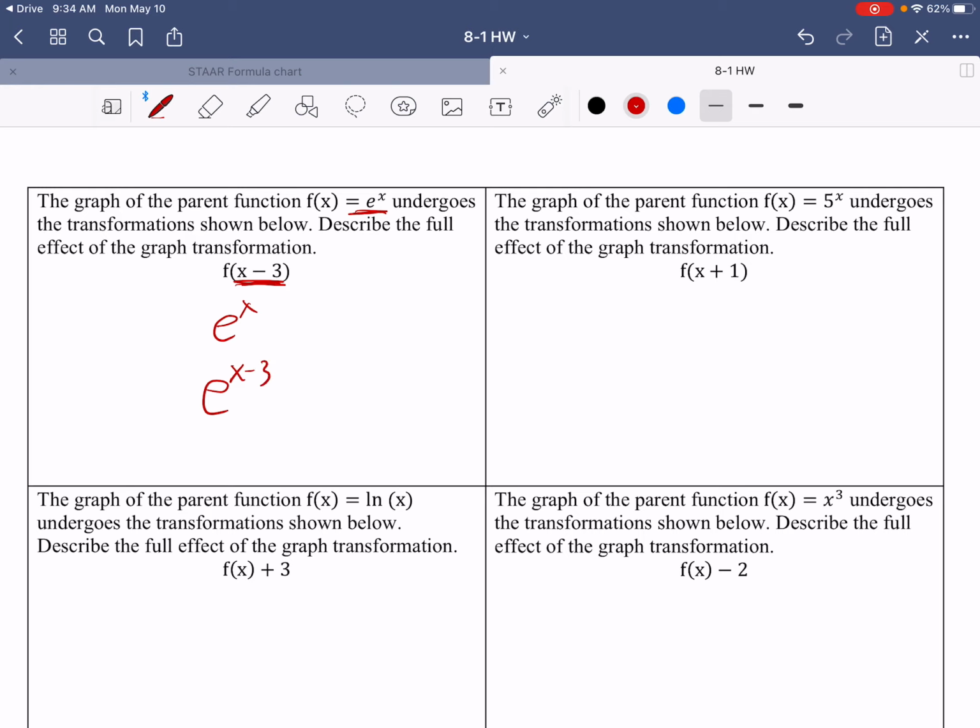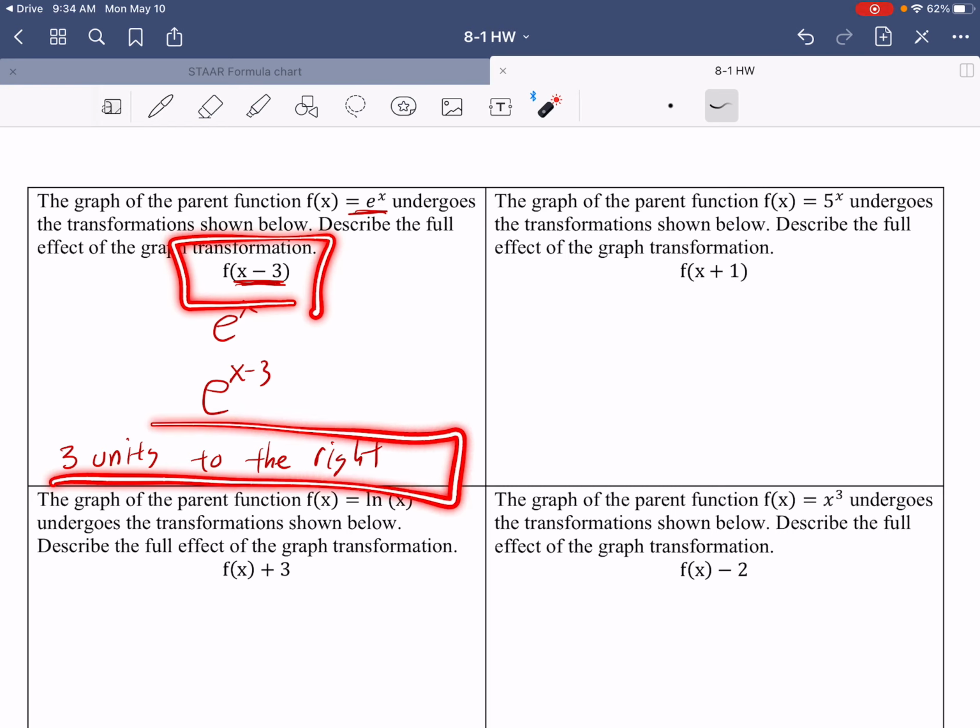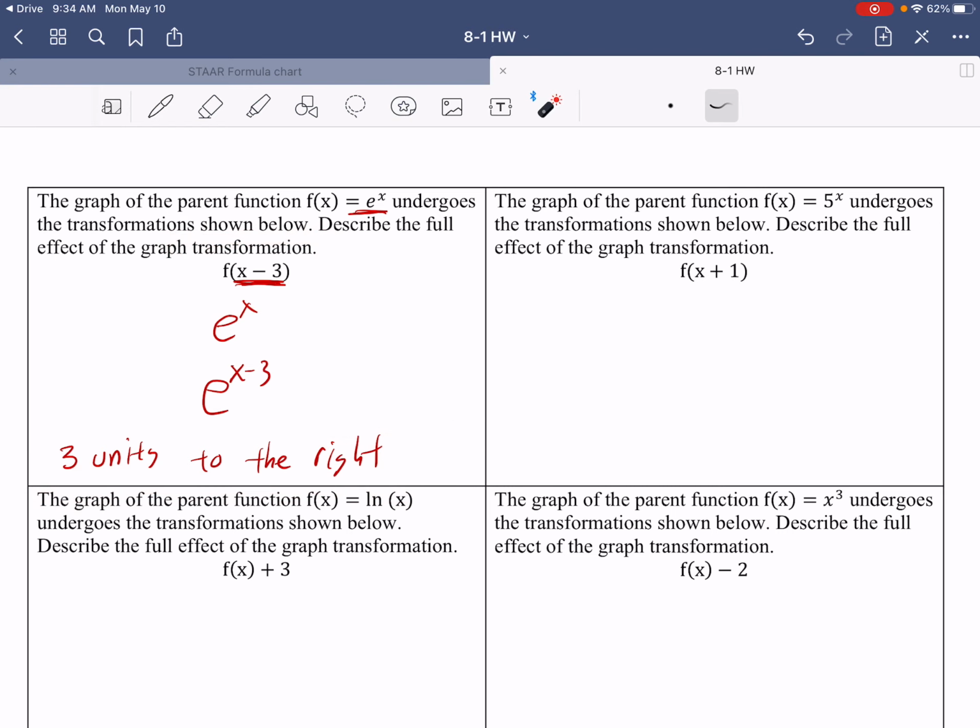So how does it move? 3 units to the right. And of course, by just looking at this one, you can just derive answers like this one. But as I said, you have to know how to find this from this, okay? So you have to do this and this.